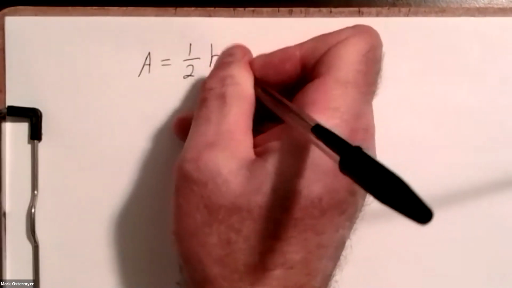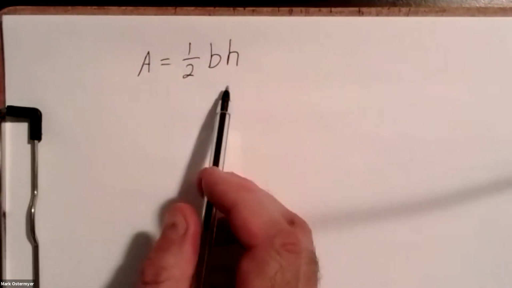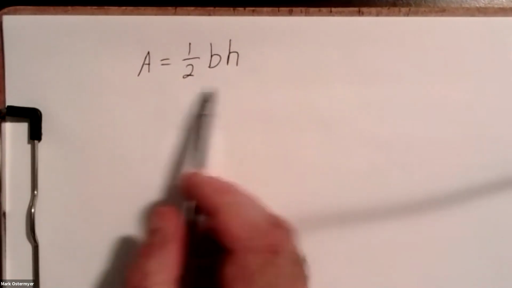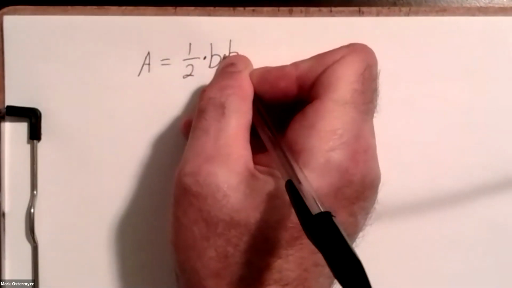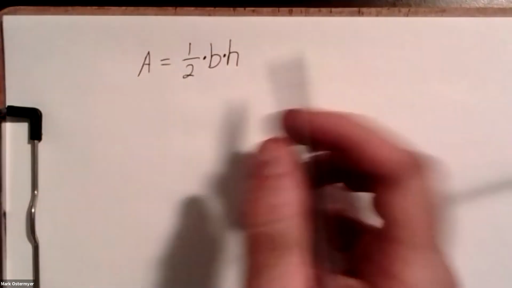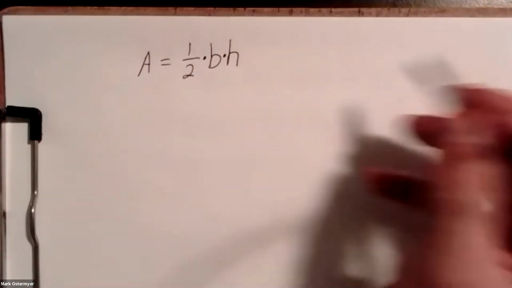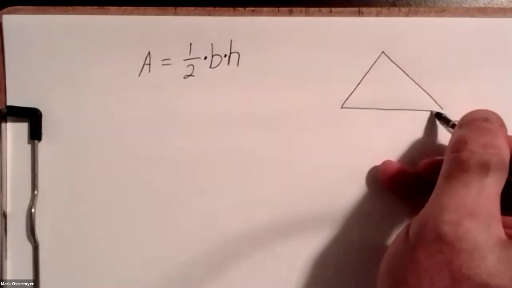Have you ever seen this formula before? What does this pertain to? Area? Yeah, area for what type of geometric shape? Is it a triangle? You're correct. That's the area formula for a triangle.